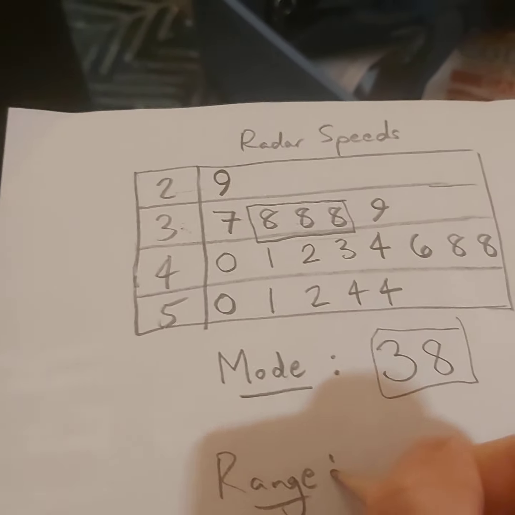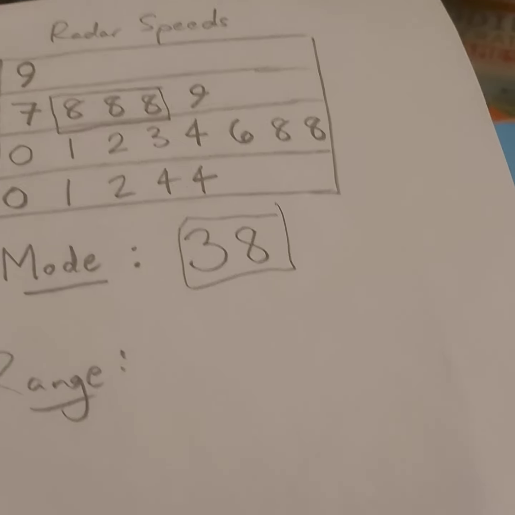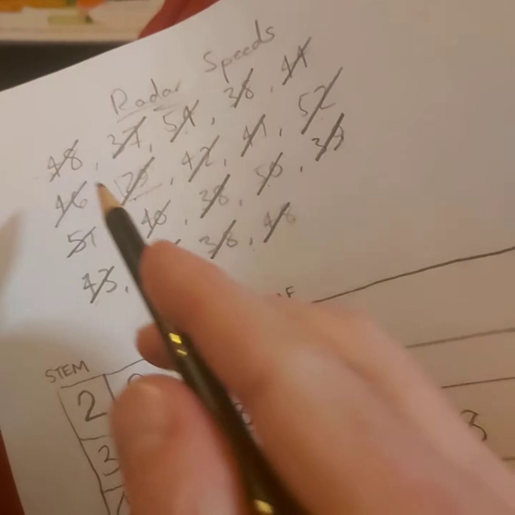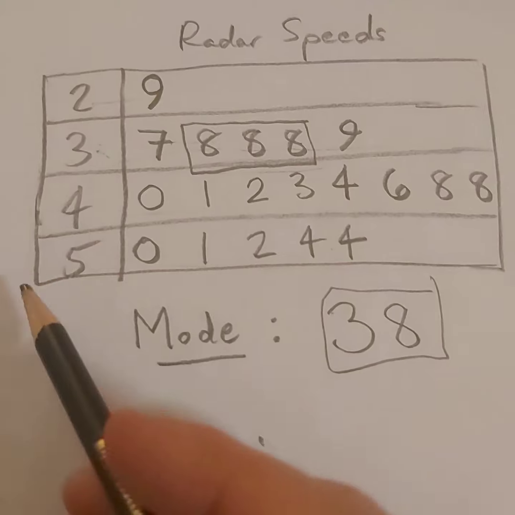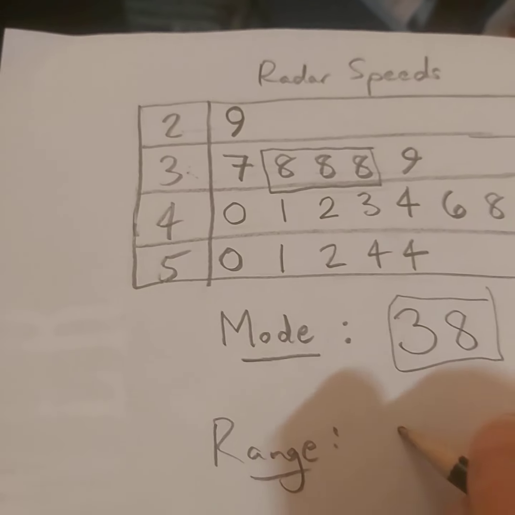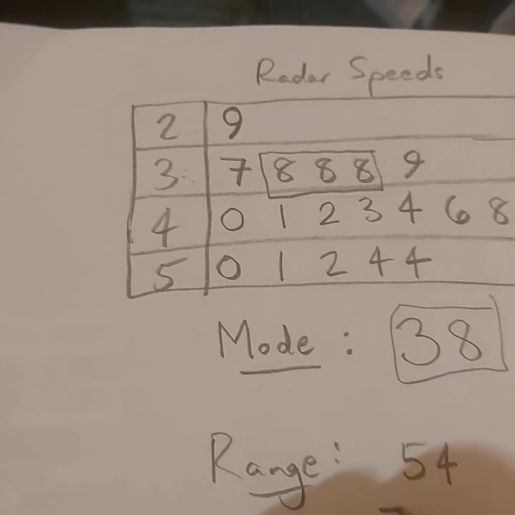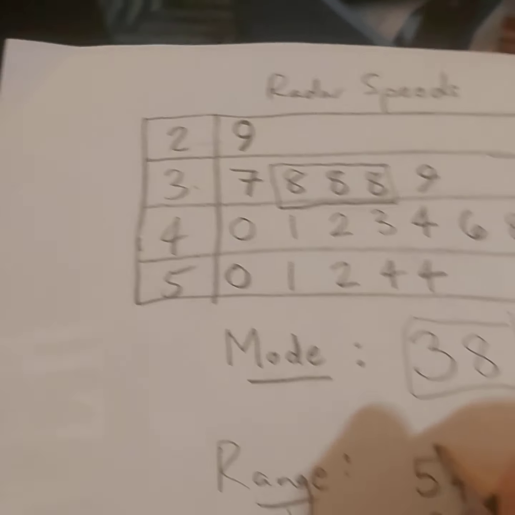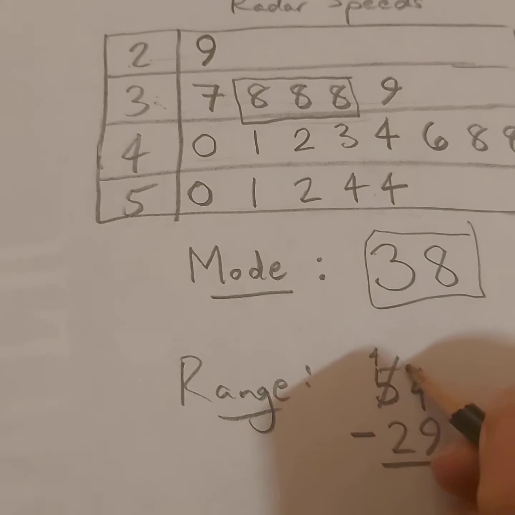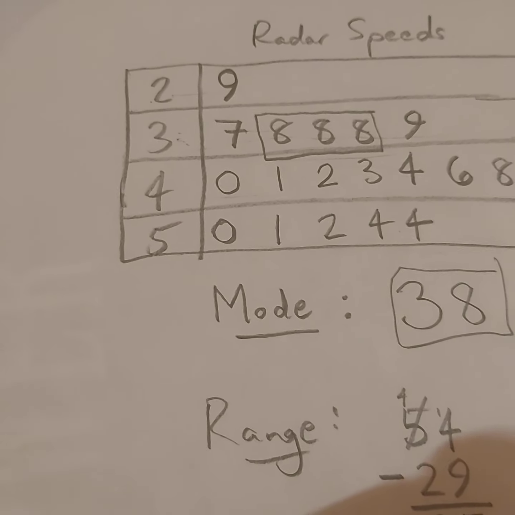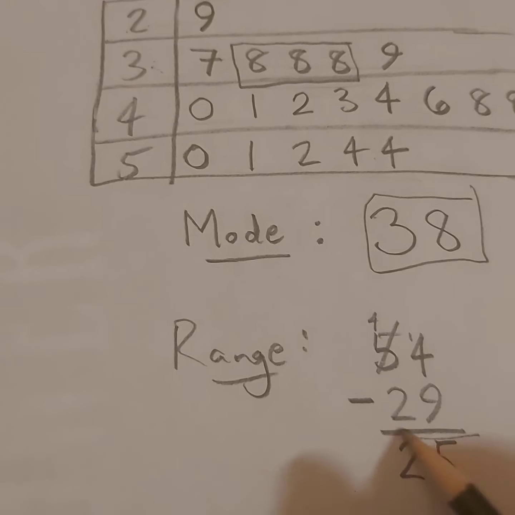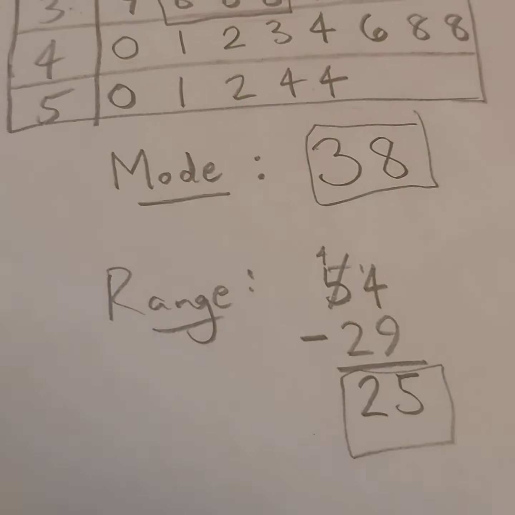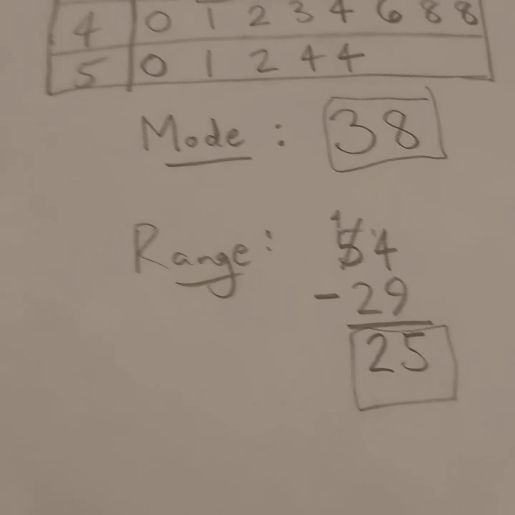Range. What is the range? Well, I have to take the highest number and subtract the lowest number from it. So that makes it really easy. I don't have to go searching through this list to find the highest number. I already have it right here. 54 is going to be my highest number. And I'm going to subtract the lowest number, which obviously is 29. So what do I get when I do this? I like to use the algorithms here. And I get 25. Okay, 54 take away 29 is 25. That's my range. So the difference between the highest and the lowest speed was 25 kilometers an hour.